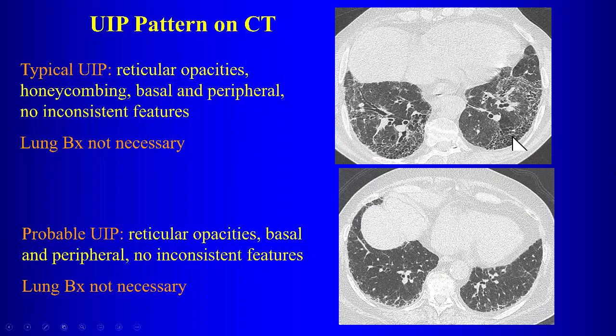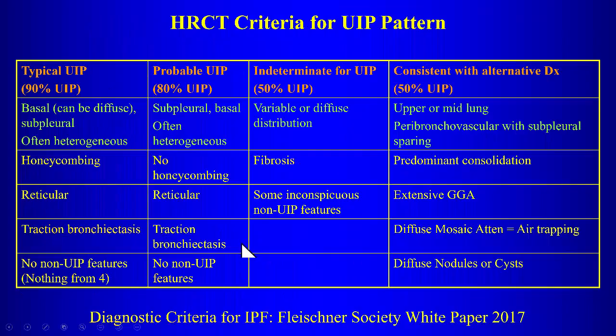So in this example, we can see peripheral reticular opacities. We do have nice honeycombing here in the periphery, so that is a typical UIP pattern. A probable UIP pattern is if we have reticular opacities in the periphery, basal and peripheral, no inconsistent features, no features that point us to an alternative diagnosis. So here also, if the patient has clinical findings consistent with IPF, lung biopsy is not necessary. The patient can be given a diagnosis of idiopathic pulmonary fibrosis and can be treated accordingly.